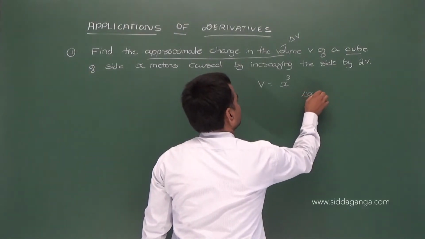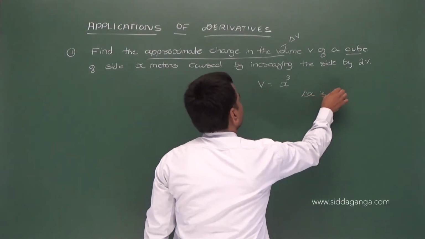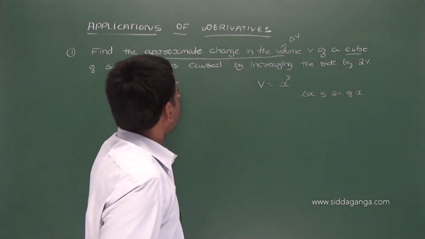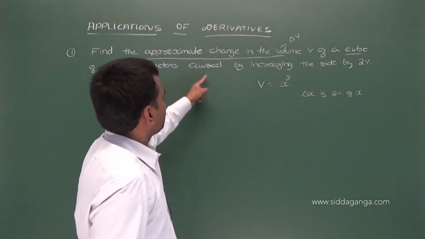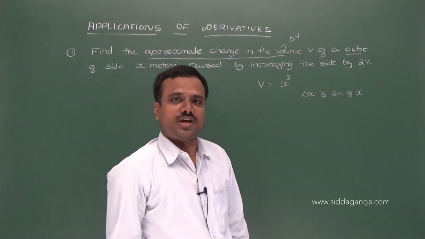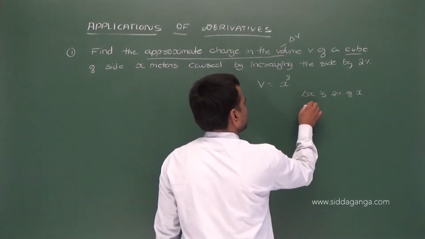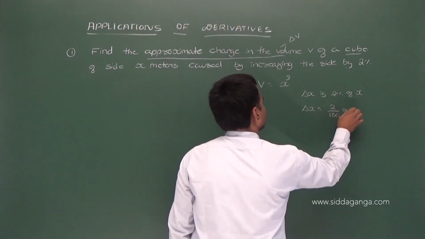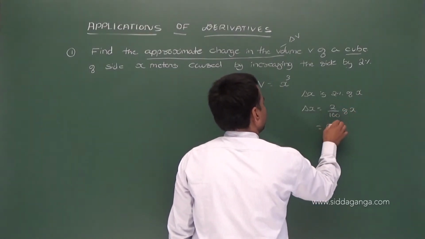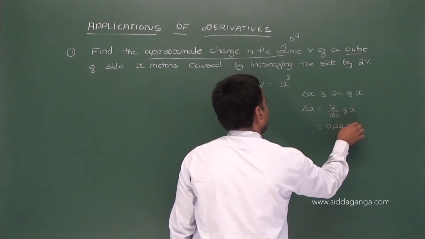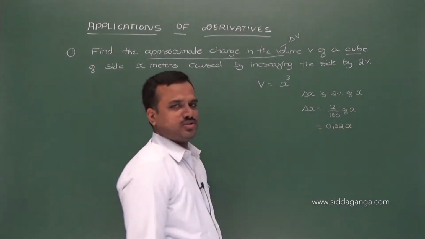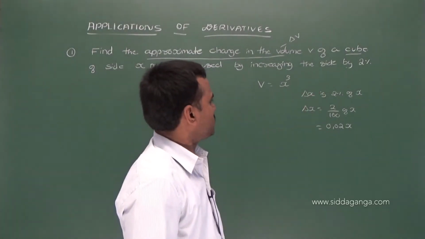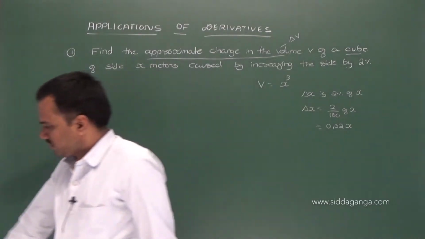So delta x is what? 2% of x. Increasing the side x meter. The side is x. 2% of x means delta x is equal to 2 by 100 of x, that is 0.02 into x. 0.02 into x, since the percentage is given. Correct? Okay, so take the solution.